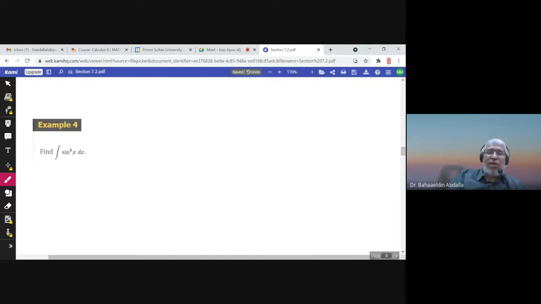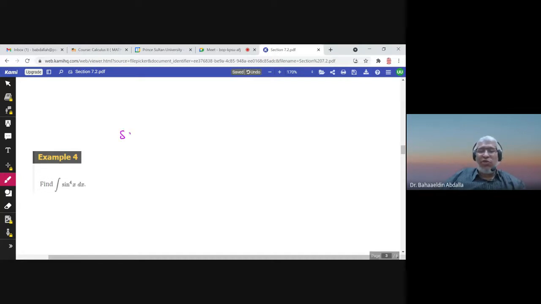Another example. What if we have sine to the power 4? Again, there is no odd power here for sine or cosine. So we should use the formula. We should change sine square x to 1 minus cosine 2x over 2. But I have sine to the power 4. No problem. It is sine squared to the power 2. So write it 1 minus cosine 2x over 2 to the power 2.